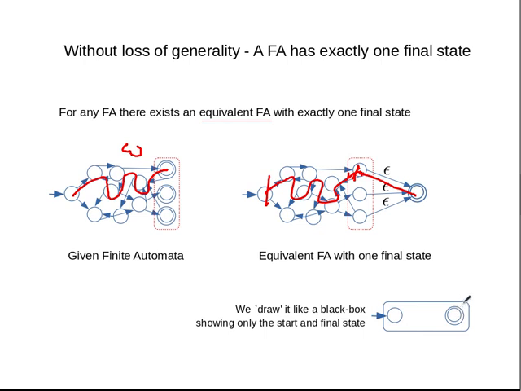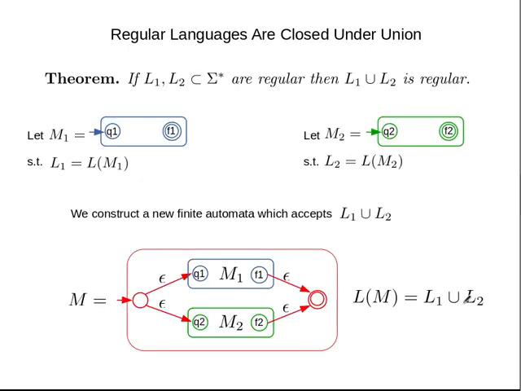So now with this, let us first prove that the union of regular languages is also regular. Suppose we are given two regular languages L1 and L2. That means we have finite automata, say M1 and M2, which accept L1 and L2. Now we construct a new automaton. This is an epsilon NFA.